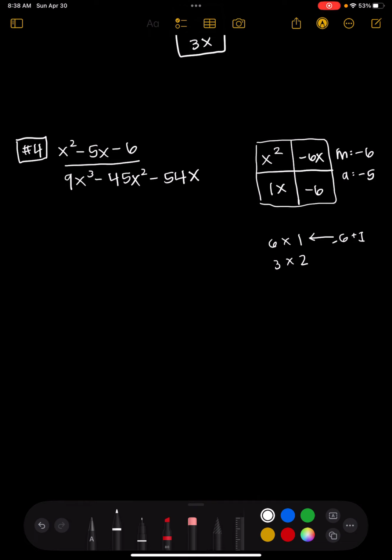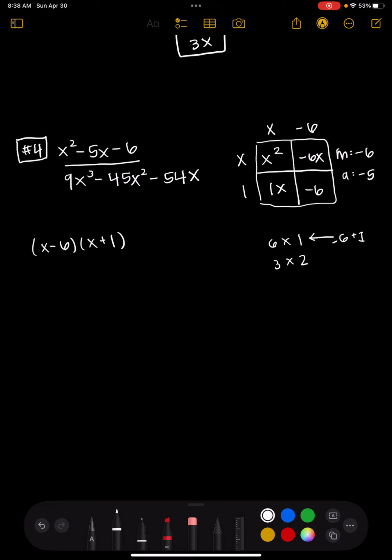Okay, what do the bottom two boxes have in common? They really don't have anything in common, so we're just going to put a 1. The top two boxes have an x in common. The left two boxes have an x in common, and then the right two boxes have a -6 in common. All right, so that's what the top turns into. Let me just write that out. x minus 6, x plus 1.